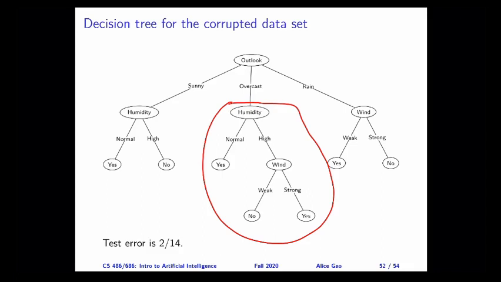What happened here? We grew an entire middle subtree to accommodate one corrupted data point. So this small corruption caused a dramatic change to the tree. We also ended up having a larger test error, making 2 mistakes instead of 0 mistakes before. This new tree is more complicated, and it likely won't generalize well to unseen data.